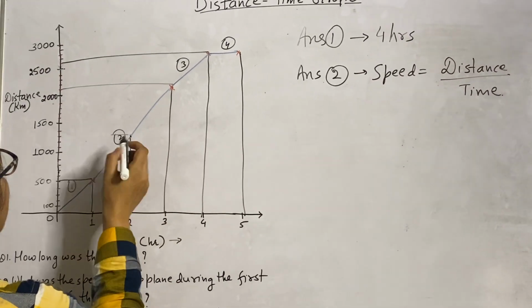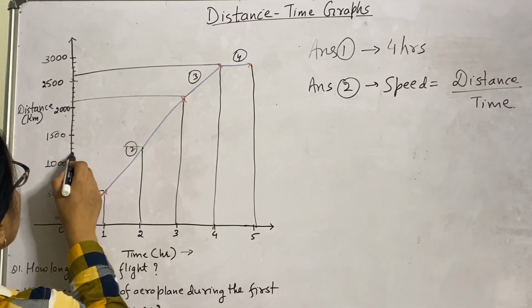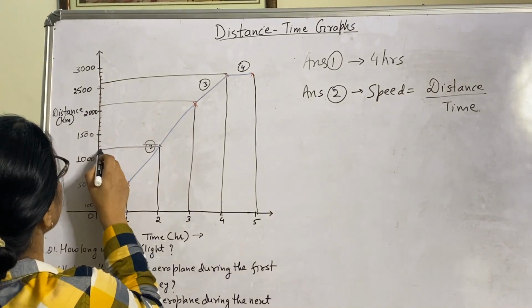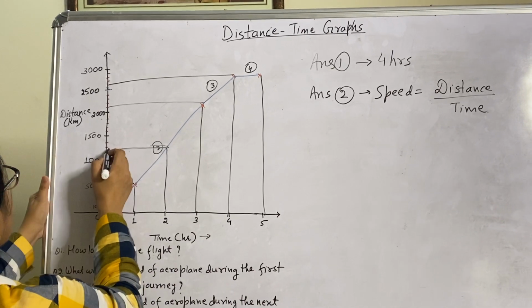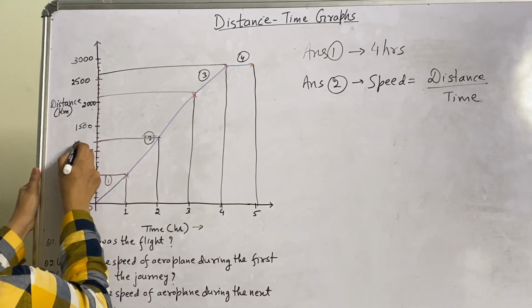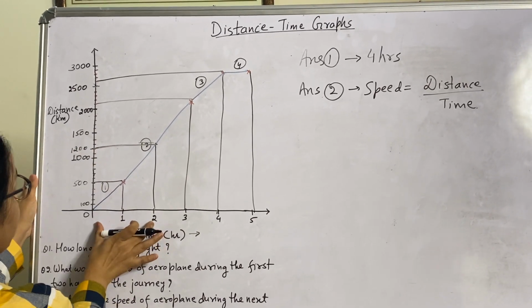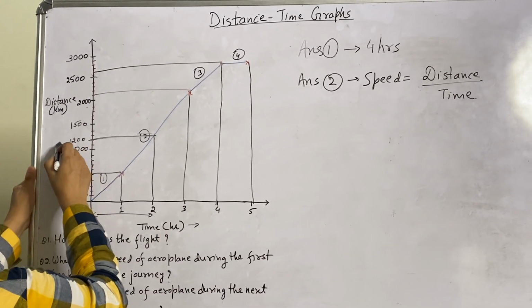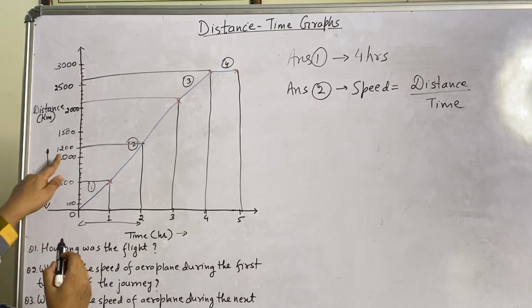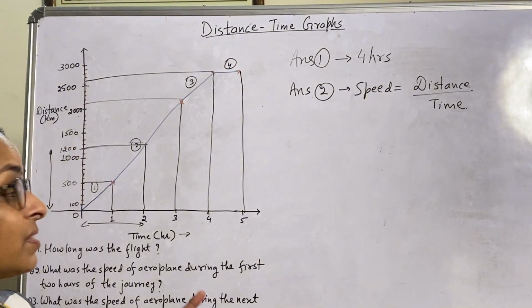See, I have not drawn it up to scale. I have not used this thing. So I think it is 1200. Yes, so it is 1200 kilometer distance that has been covered in the first 2 hours of the journey. This is our first 2 hours. So in the first 2 hours, how much distance is covered? 1200 kilometer distance is covered.